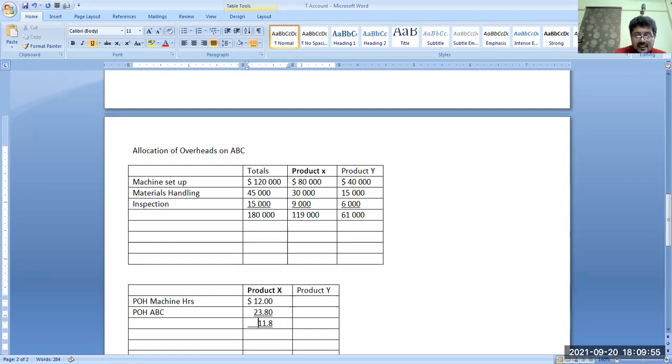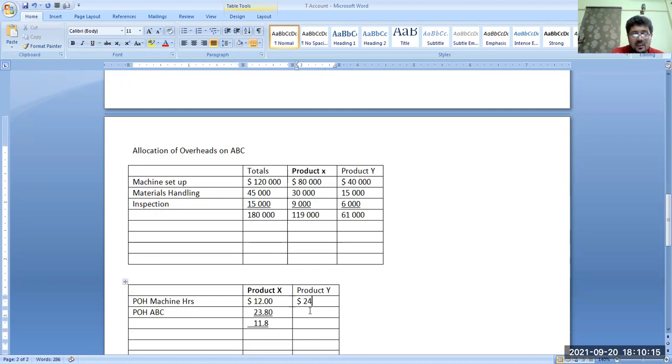11.8 increase. Okay. Now product Y. Before that, the total production overhead was 120,000 divided by 5,000. That was $24.